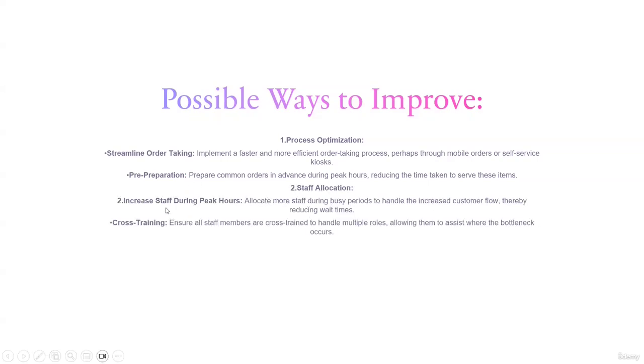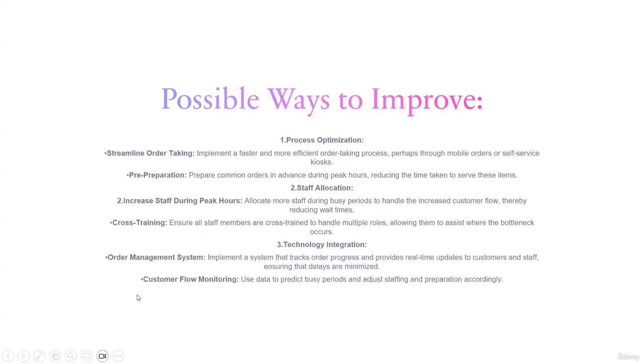Staff allocation, increase staff during peak hours. Allocate more staff during busy periods to handle the increased customer flow, thereby reducing wait times. Cross-training, ensure all staff members are cross-trained to handle multiple roles, allowing them to assist where the bottleneck occurs. Technology integration, order management system, implement a system that tracks order progress and provides real-time updates to customers and staff, ensuring that delays are minimized. Customer flow monitoring, use data to predict busy periods and adjust staffing and preparation accordingly.